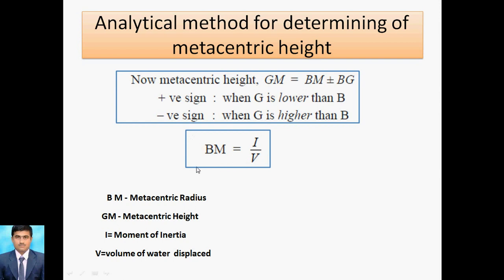So always remember that for the analytical method, BM is equal to I upon V, and this relation, that is GM is equal to BM plus minus BG. And if the positive sign is there, then you can say that G is lower than B. And when the negative sign comes from GM after calculation, then we can say that G is higher than B. So this is regarding the analytical method.